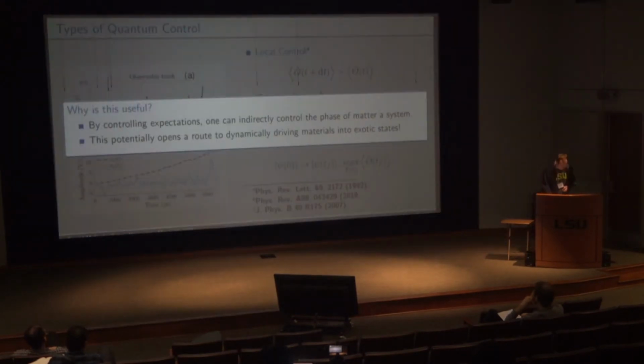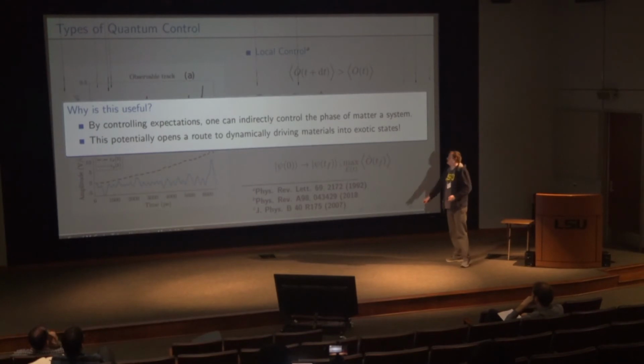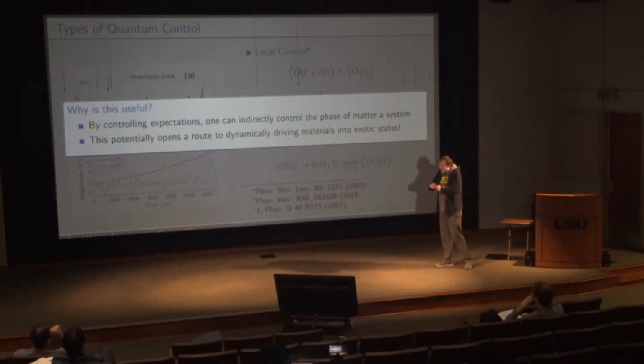Okay, so why is quantum control useful? Well, specifically in the context of tracking control, if you can control expectations, especially if they're order parameters, that gives you, in a sense, an indirect control on the phases of matter in a system.